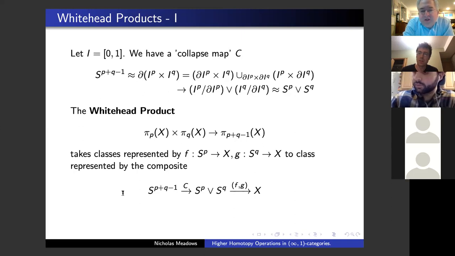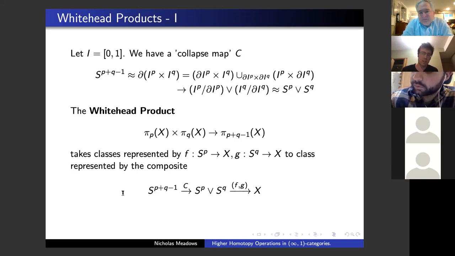Can I just ask, there's nothing ensuring that this Whitehead product is injective, right? I don't think it would be. I really don't think it is. So just defining an element in pi_{p+q-1}, there might be more than one way of doing that as a Whitehead product? Yes. Okay.